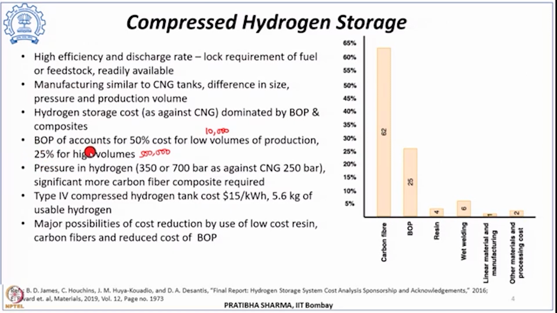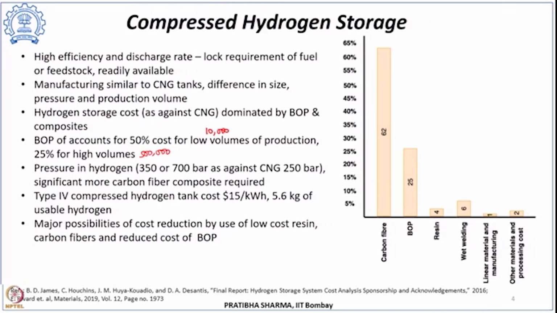Now if we compare compressed natural gas tanks, which hold natural gas at a pressure of 250 bar, as against hydrogen, which is stored at 350 bar or 700 bar, a significantly larger amount of carbon fiber is required.